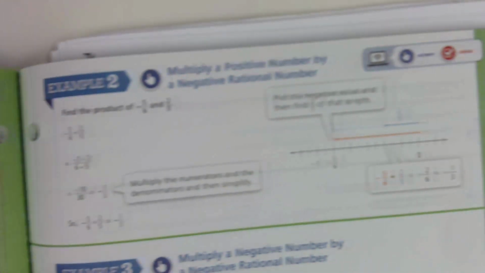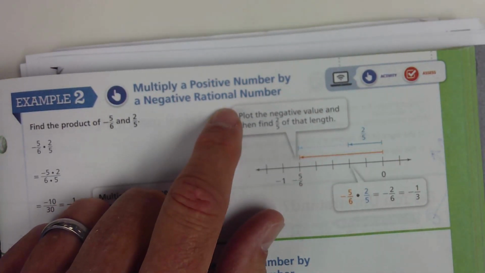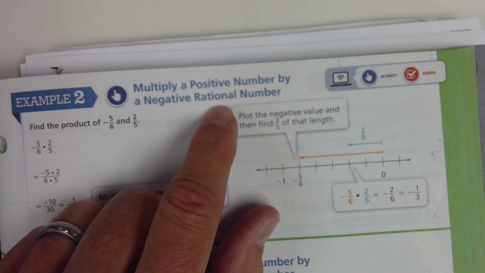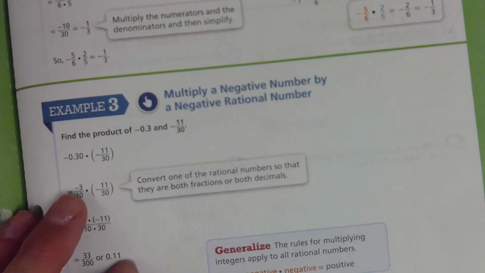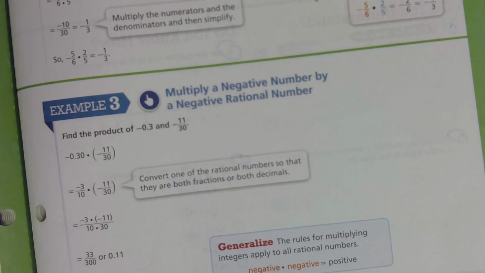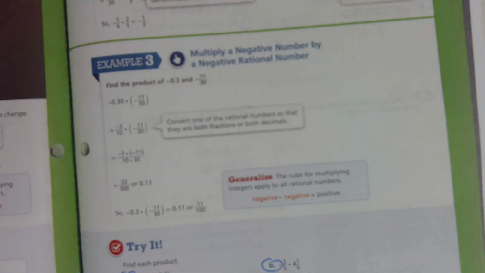In example 2, multiply a positive number by a negative rational number. Well, so again, we have a positive and a negative. They're being multiplied. It's going to end up being negative. And then number 3 here, it says multiply a negative number by a negative rational number. You know it's going to end up being positive. Okay? And so they're just throwing in rational numbers right now.